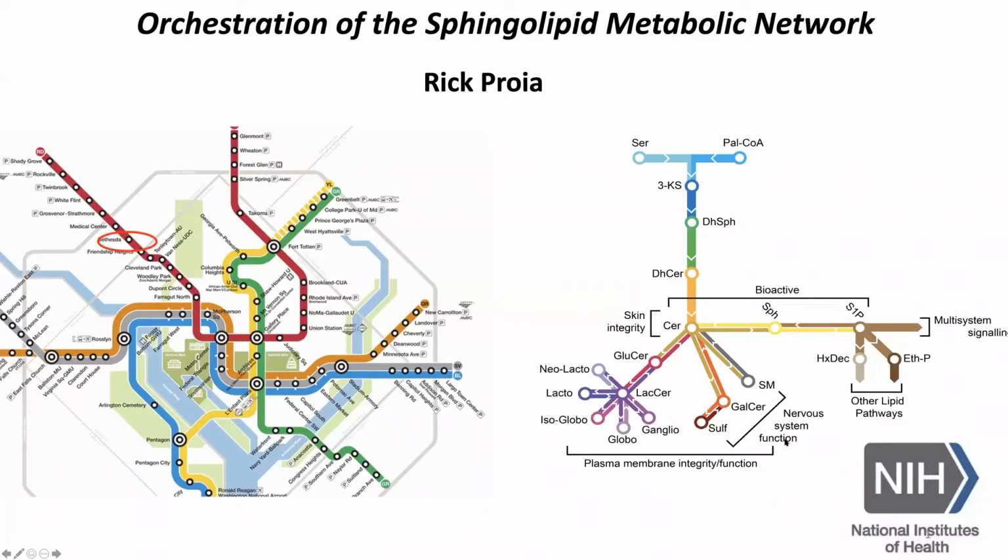So my simplified drawing of the sphingolipid pathway resembles a metro line. In case you don't recognize it, this is the Washington Metro line. Our NIH is actually at Medical Center, which is here. Capitol is down there, so we're quite a distance away from where all the action was last week, thankfully.